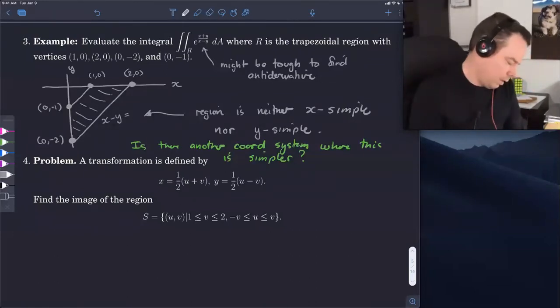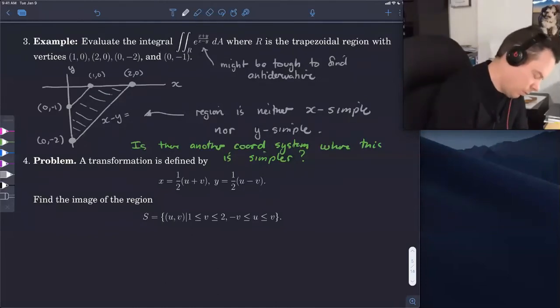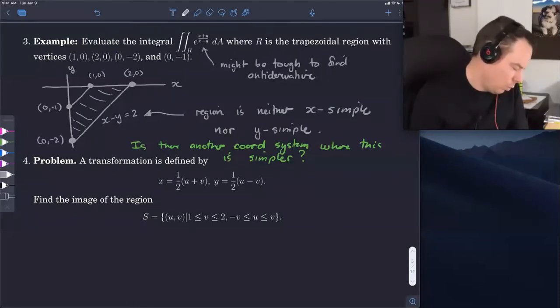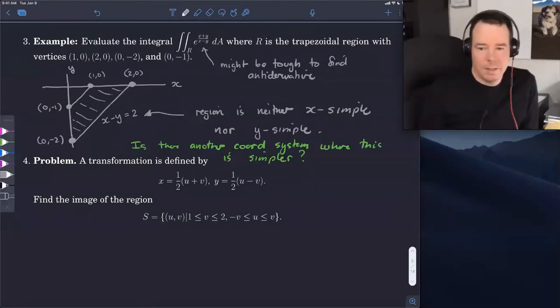So maybe if I took it to be something like x minus y equals, let's see, what would that give me? If I plugged in the values here, x is 0, y is -2, so that would give me a value of 2. And then if I look at that upper point, (2, 0), 2 minus 0, also 2. So the equation for that line is x minus y equals 2.